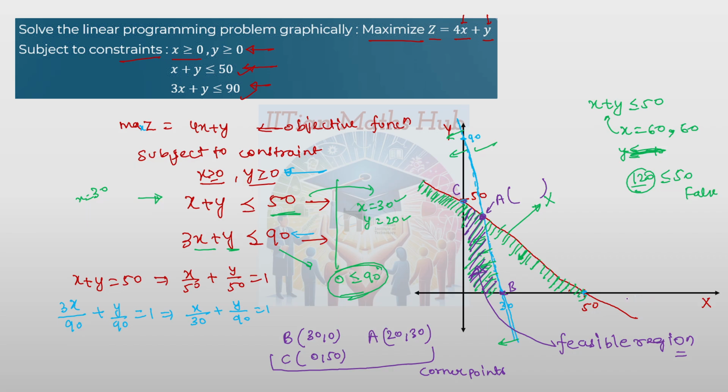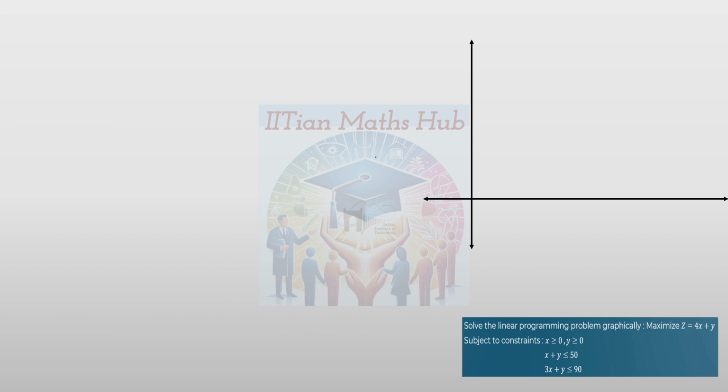Since the feasible region is there, the points inside the feasible region will give you the feasible solution. So these three points can give you the feasible solution. 0 0 can also be included if you want, but that will not make any sense because we have to maximize the value of z. So let's see. We have got three points: A as 20 comma 30, B as 30 comma 0, and C as 0 comma 50.